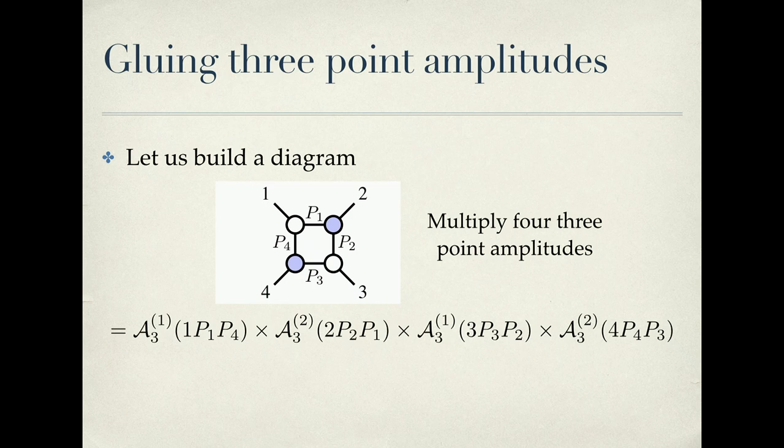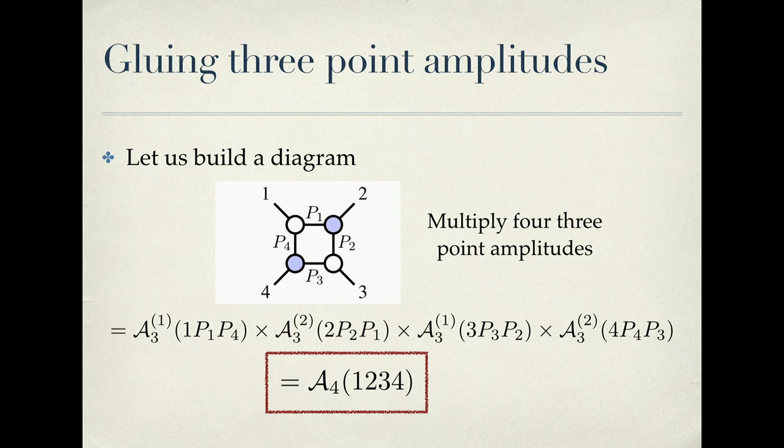When I have internal momenta P1, P2, P3, and P4, which are all on shell, I can multiply these four three-point amplitudes together. So you see that there are three points with particle 1, P1, P2, P4, 2, P2, P1, 3, P3, P2, and 4, P4, P3. And this 1 and 2 just denote if it is a blue vertex or white vertex. This counts the number of negative helicity gluons. Okay. And if I do that, I get a 4-point amplitude.